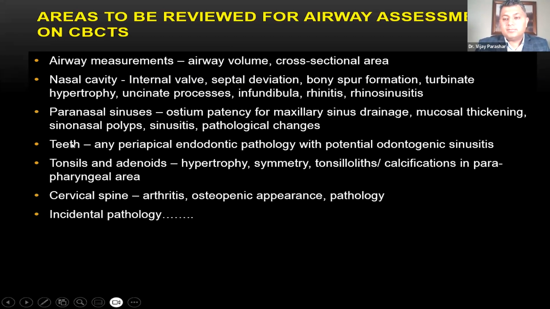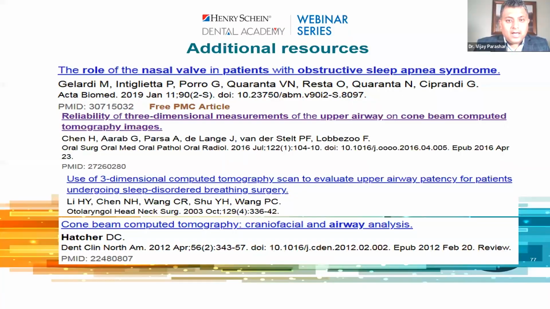Teeth, look at both maxillary and mandible if they are visible, but maxillary for sure because they could be resulting in maxillary sinusitis. Adenoids, all of us did a couple exercises, looked at normal versus enlarged adenoids. Cervical spine, I showed you some changes, even pathology with cervical spine, and we briefly looked at some incidental pathology. And these are some more additional resources, really good publications which discuss airway and cone beam.